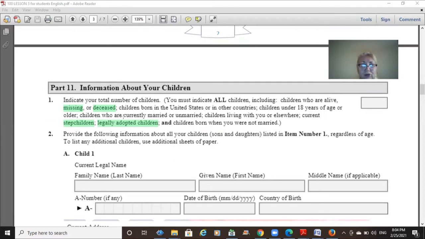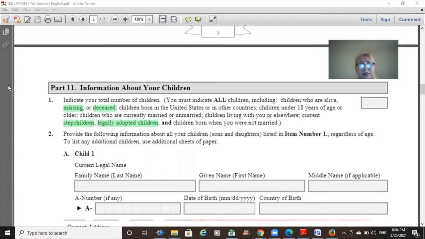Current stepchildren, which means children of your spouse from another marriage or relationship. Legally adopted children, children that you adopted through a process, a paperwork with the court, and children born when you were not married. Please pay attention to the words in green, and I explain these words below the part that I placed here in this lesson.